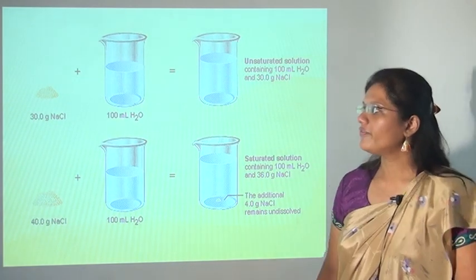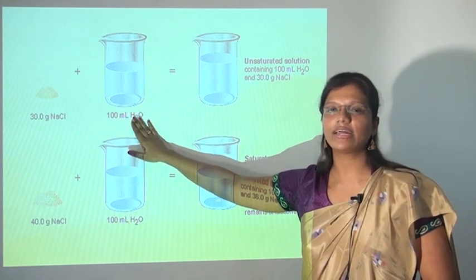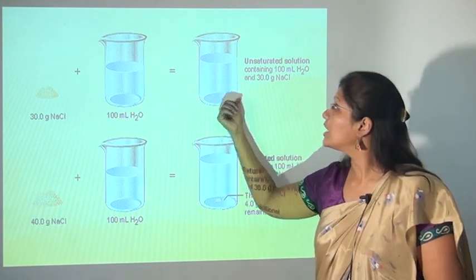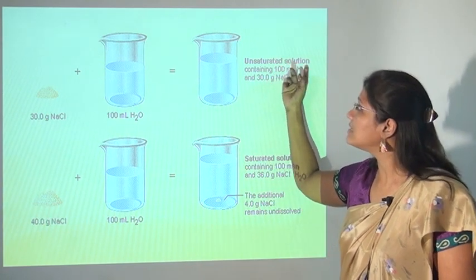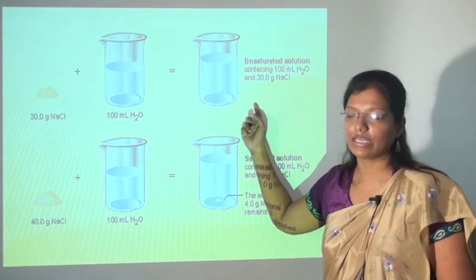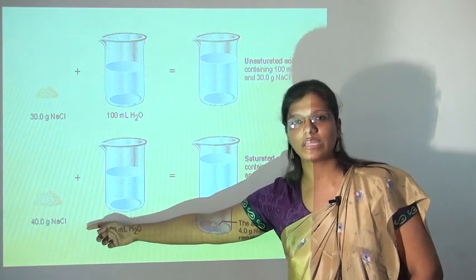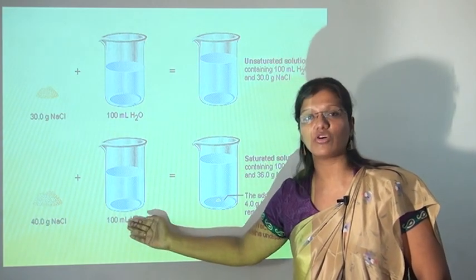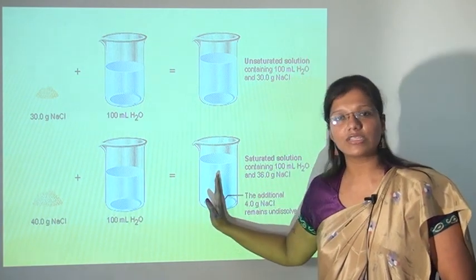Now if we take 30 grams of NaCl and dissolve it in 100 ml of H2O, you are getting a solution which is unsaturated and that contains basically 100 ml of H2O and 30 grams of NaCl. In the same way, if you take 40 grams of NaCl and add it into 100 ml of water and you are dissolving this, you are getting one solution.